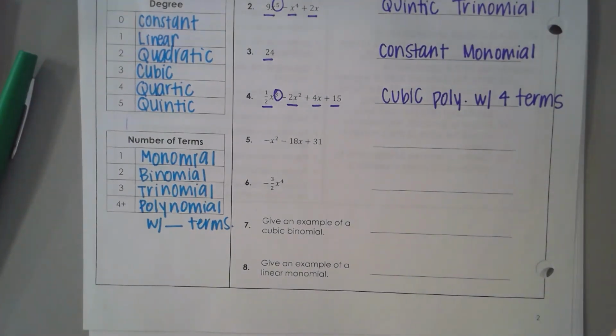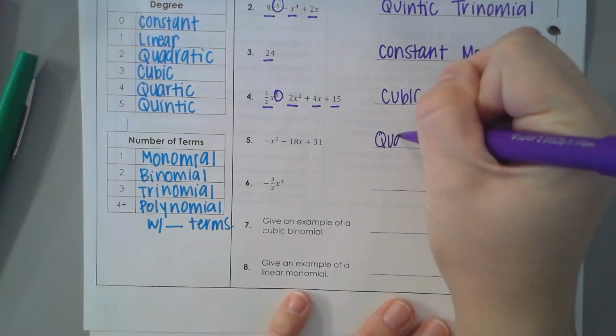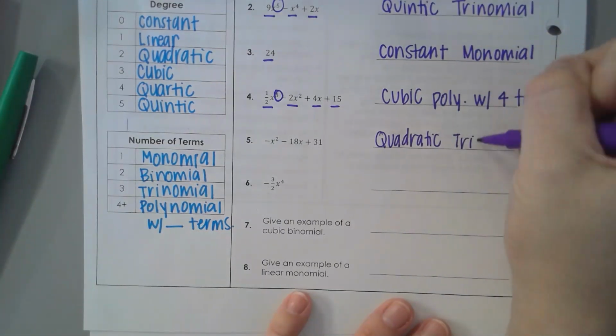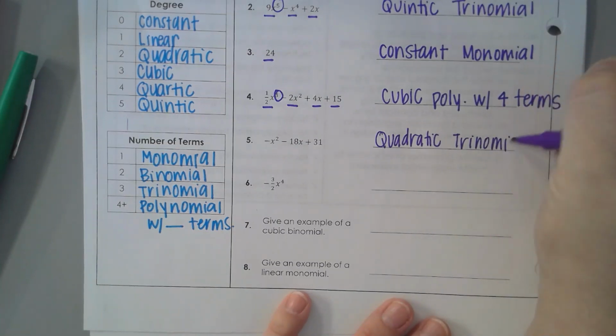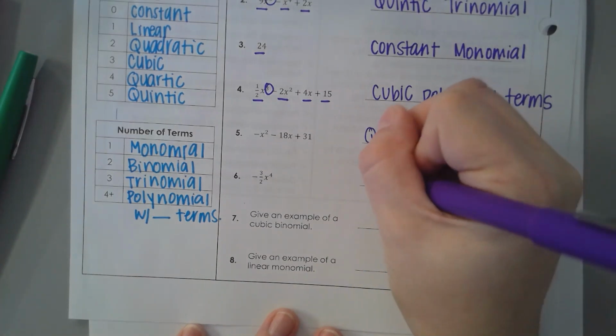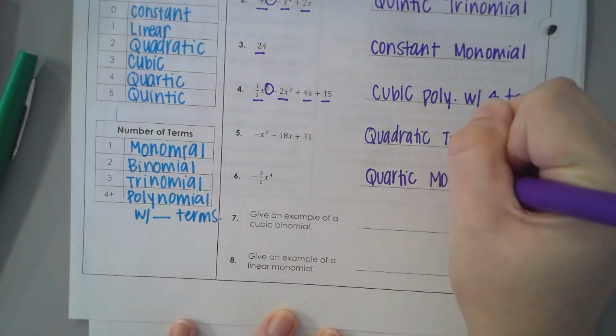All right, number 5 is a quadratic trinomial. Number 6 is a quartic monomial.